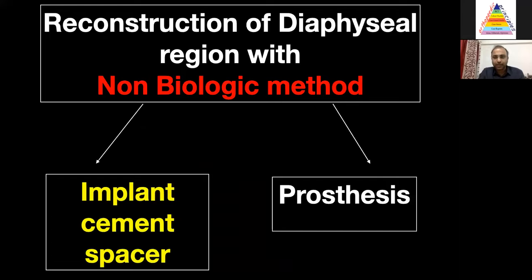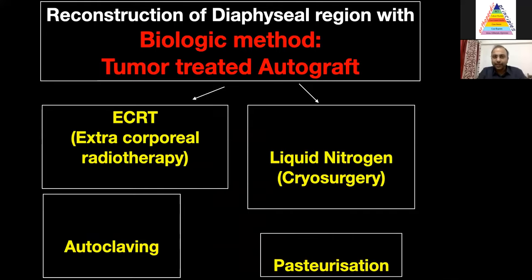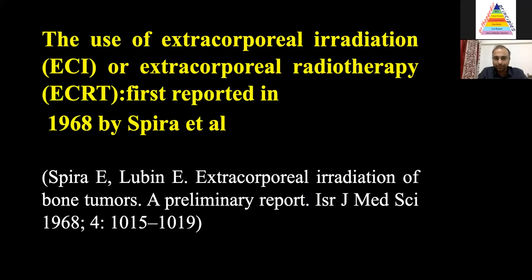A non-biologic option, we can use either a prosthesis or an implant cement spacer, as we have discussed. Today we will be discussing ECRT. Liquid nitrogen, we will see in a case. Autoclaving we are not discussing today, and pasteurization is again an alternative treatment option. So what is ECRT? ECRT is extracorporeal radiotherapy, or its second name, extracorporeal irradiation, ECI or ECRT. It was first reported by Spira in 1968, and this is the paper in which he reported ECRT.